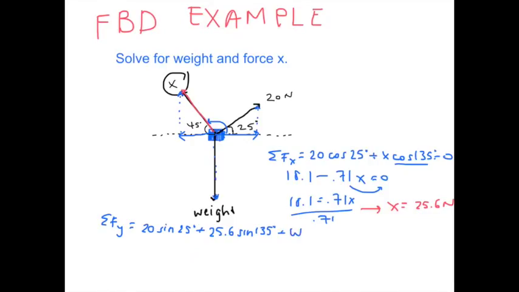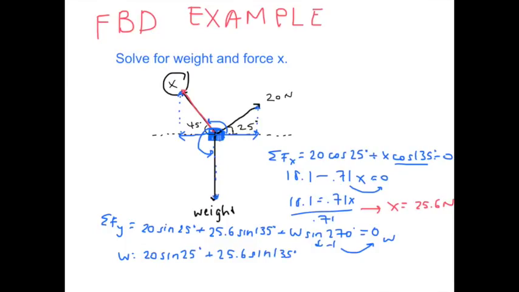Finally, we have w for weight times sine of 270 degrees. That's the angle that this force forms with the positive x-axis. So now let's simplify. We know that this will all equal 0. We also know that the sine of 270 degrees is negative 1. This allows us to move the w over to this side. So now we know that w will equal 20 sine of 25 degrees plus 25.6 sine 135 degrees. I plug this all into the calculator to find that w equals 26.6 newtons. That's how much the object weighs, and we solved that all using an FBD.